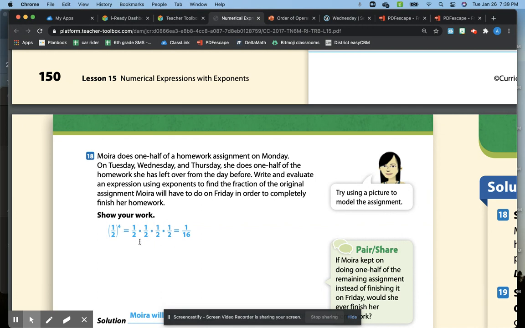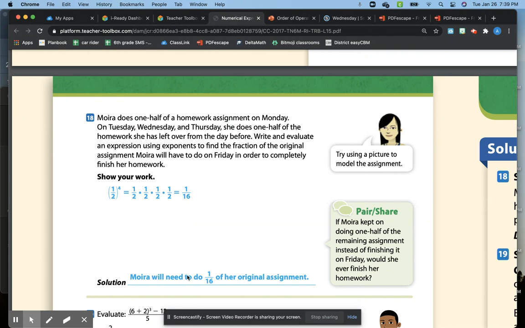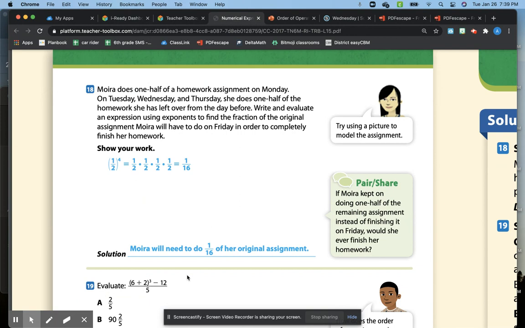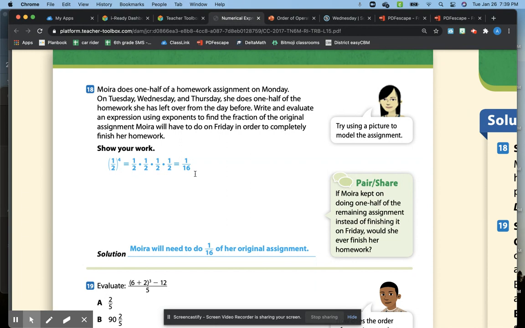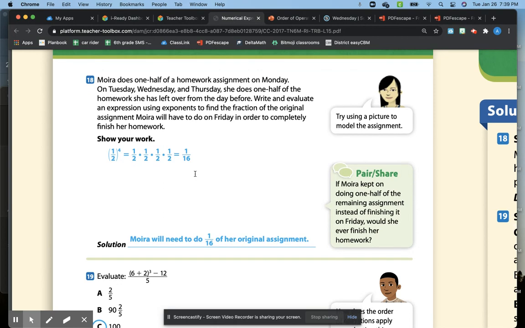And when you do that, remember, multiplying fractions, you just go straight across. So 1 times 1 times 1 times 1 is 1. And then 2 times 2 is 4, times 2 is 8, times 2 is 16. So the answer would be 1/16 of her original assignment, which isn't that much. So all she did here, she took that 1/2 and multiplied by 1/2 each day to figure out how much she would have left to do on Friday. So it's not that bad.